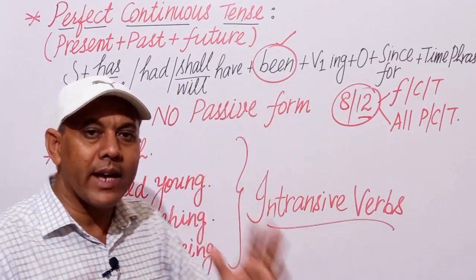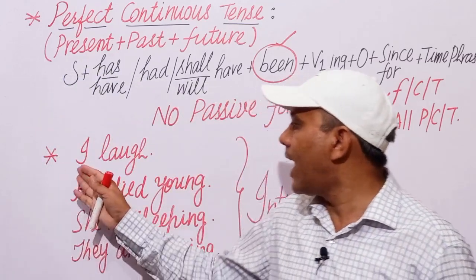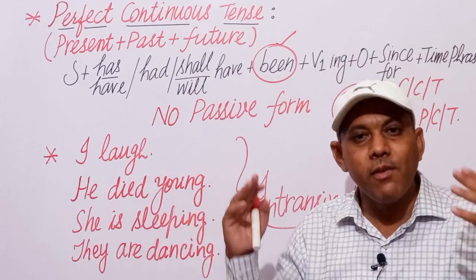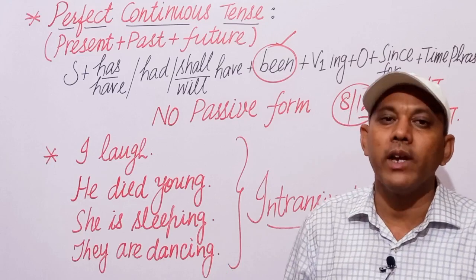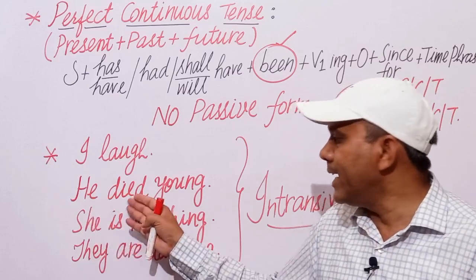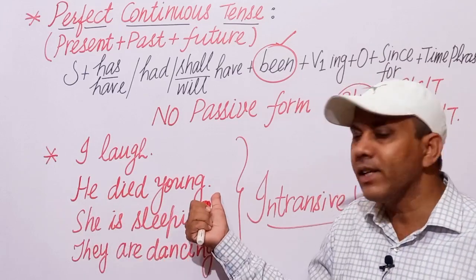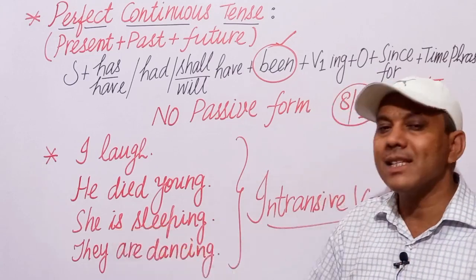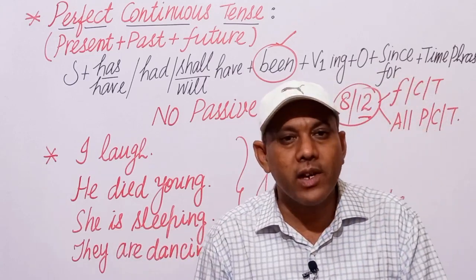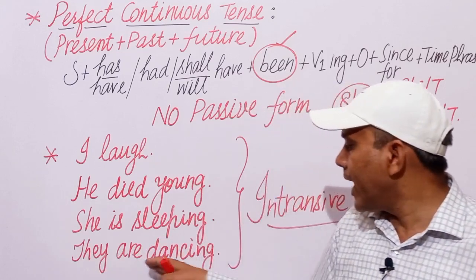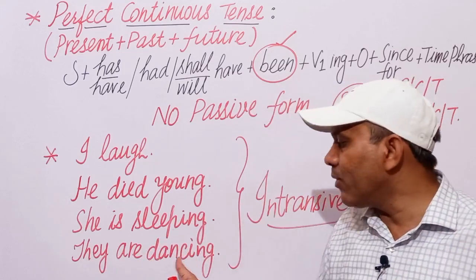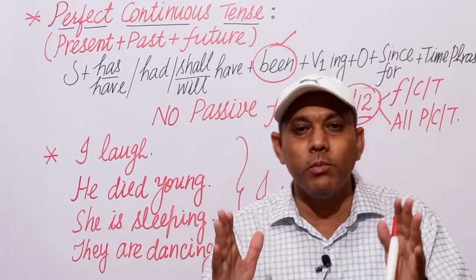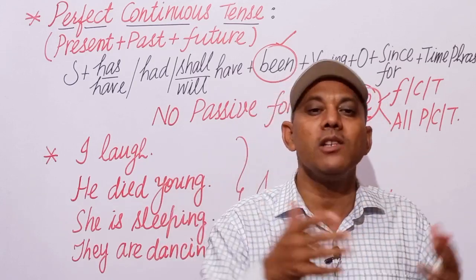Let us have a glance at these sentences. I laugh. Change it into passive voice. Can we change? No, we can't change it. He died young. Can we change it into passive voice? No. She is sleeping. Can we change? No. They are dancing. Can we change these sentences? Can we transform these sentences into passive form?